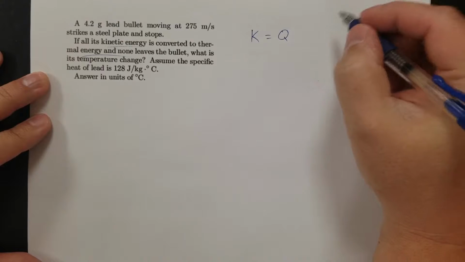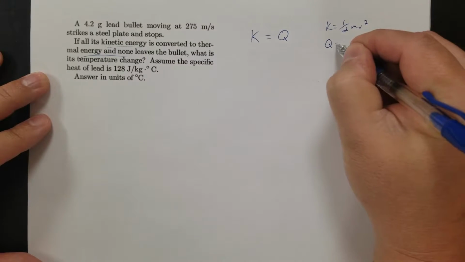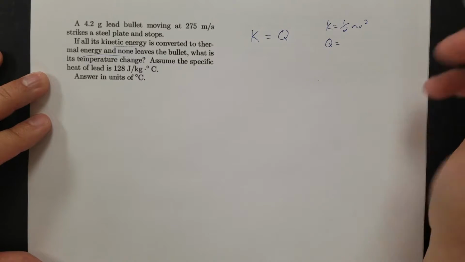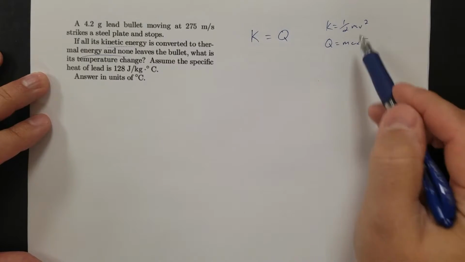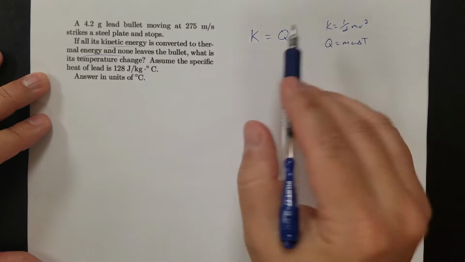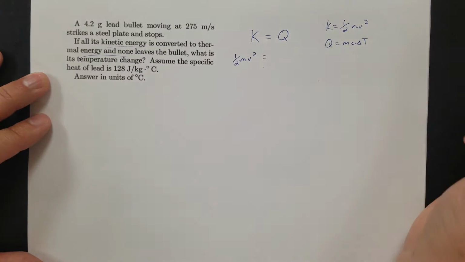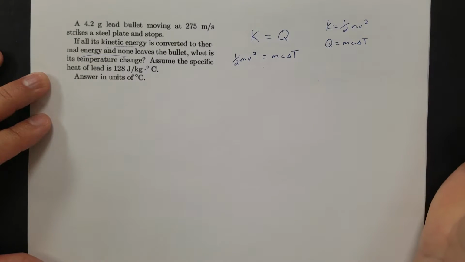And we know kinetic energy is half mv squared, and we know thermal energy, right? In this case, it's all the same phase. It's all a solid. It's mc delta t. So all I have to do is set those two things equal to each other, and I can solve, right? So K is 1/2 mv squared, and Q is mc delta t, right?